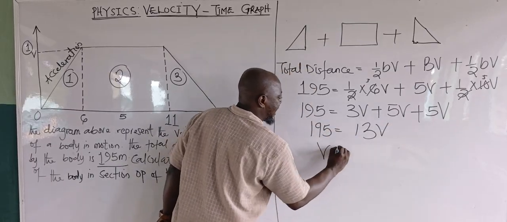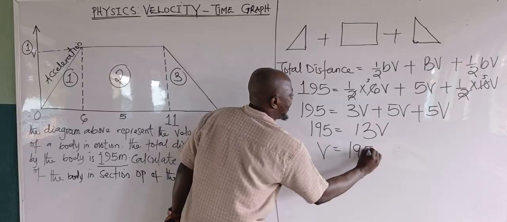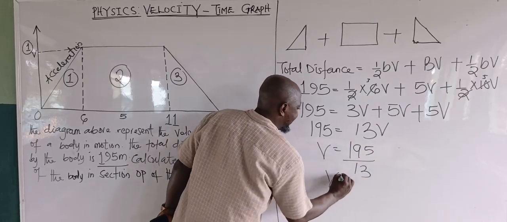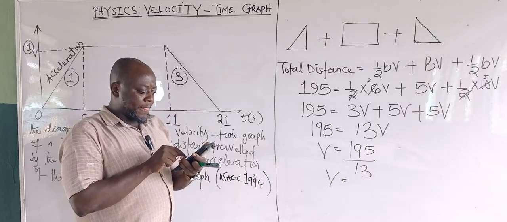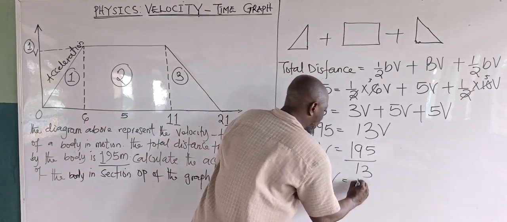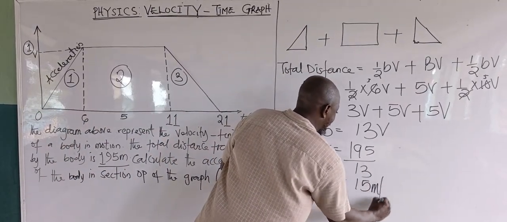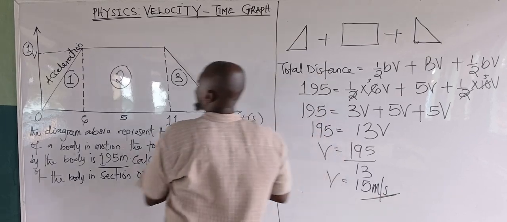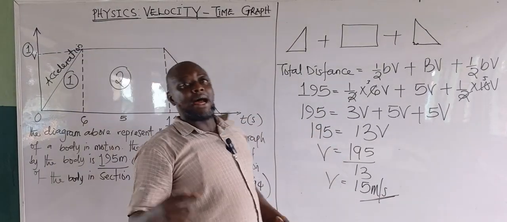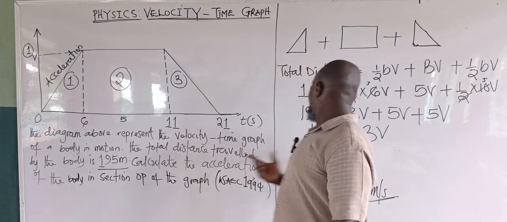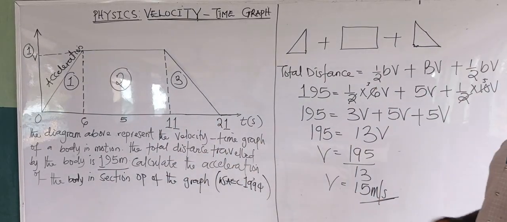If I divide both sides by 13, I'm going to know my V. So what do we know as our V going further? My V becomes 15 meters per second. So I've gotten my V here. Just add up the 3 diagrams and you will get your V. So this is the first task here.